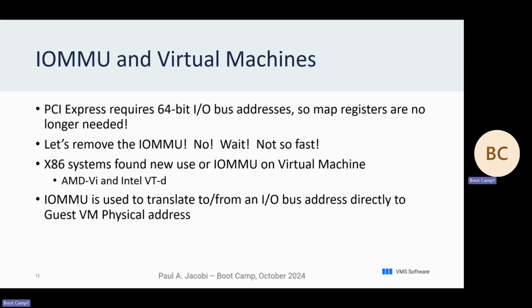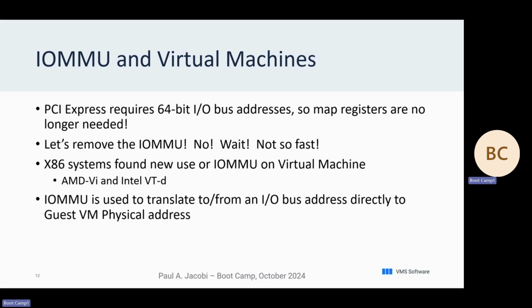PCI was superseded by PCI Express. And from day one, the PCI Express specification stated that you must support 64-bit IO bus addresses. So hooray, finally we can count on IO map registers being no longer needed and we can do direct map DMA operations. So the hardware designer says, okay, now we can get rid of this junk piece of hardware called the IO MMU. And in fact, on the last generation IA64 Itanium systems, they did get rid of the IO MMU. And they tried to do that on x86 systems as well.